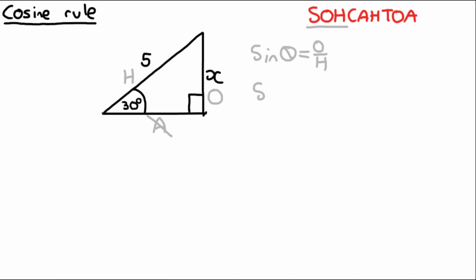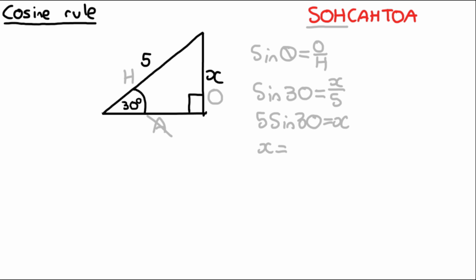So it's going to be sin θ, where θ in this instance is 30, is equal to O over H. O in this instance we don't know is x, and H is over here, so this is 5. Then all we do is rearrange in order to find x: times both sides by 5 to get 5 sin 30 is equal to x. So therefore x, if you put it into a calculator.